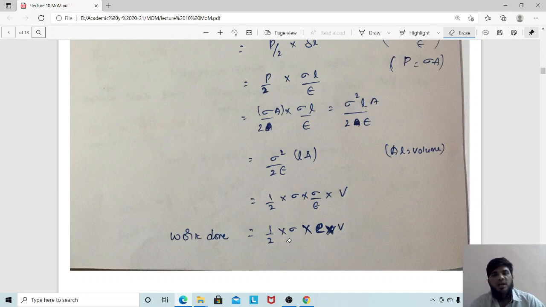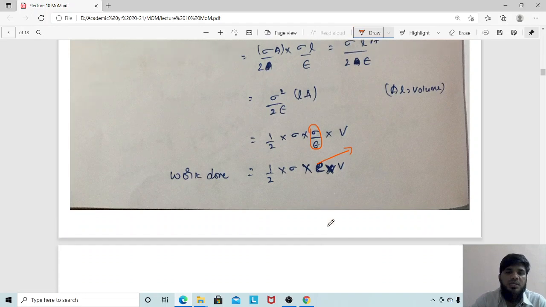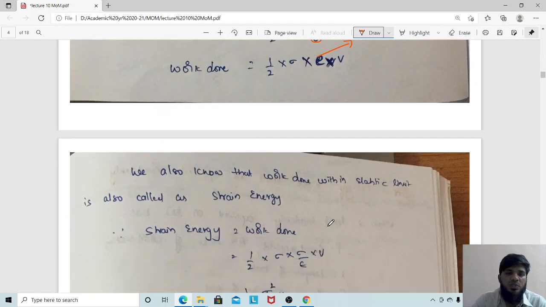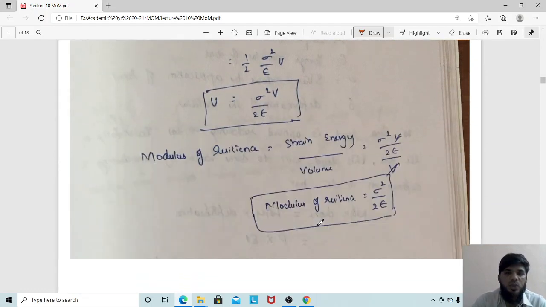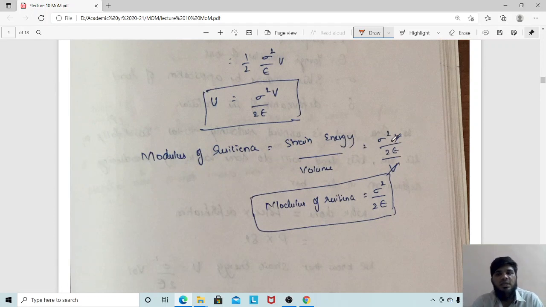Now if you want to convert this in terms of strain, sigma by E is nothing but strain. Instead of writing sigma by E, I am writing here epsilon, that is nothing but strain. This is your value of strain. Clear? So half into sigma into strain into V. So the strain energy is half into sigma into epsilon into V, or strain energy is sigma square V by 2E.